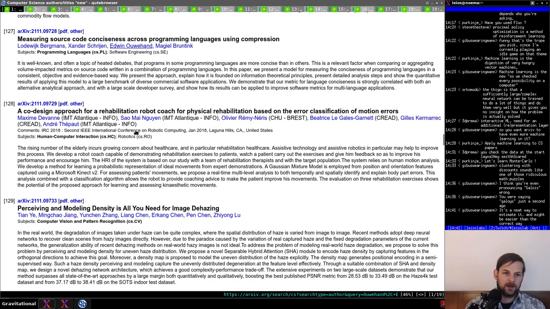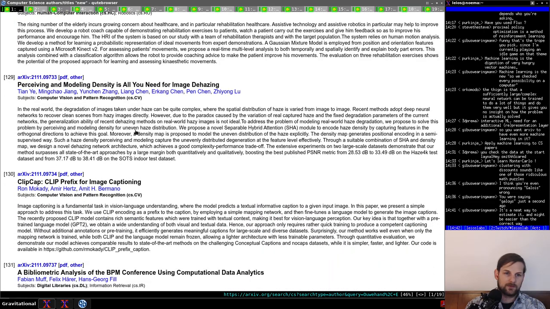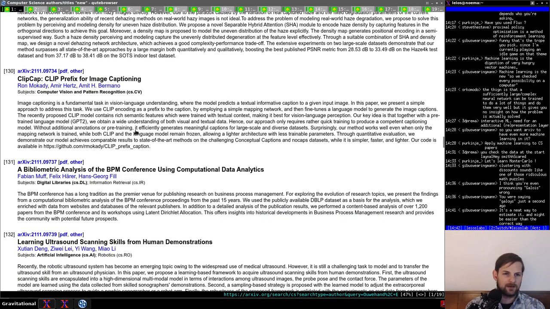Human-computer interaction, a co-design approach for rehabilitation, robot coach for physical rehabilitation based on the error classification of motor errors. Let's see, what do we have here? Perceiving and modeling density is all you need for image dehazing. Oh, okay. Clip cap, a clip prefix for image captioning.